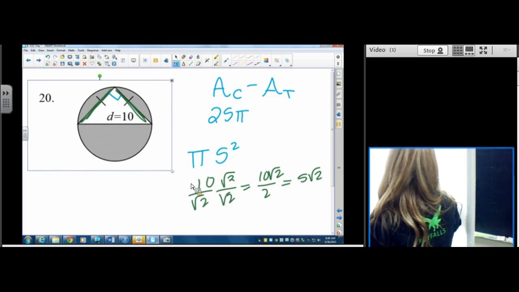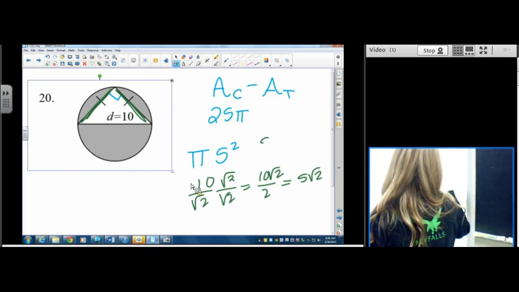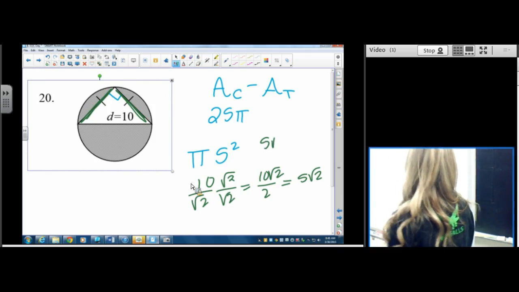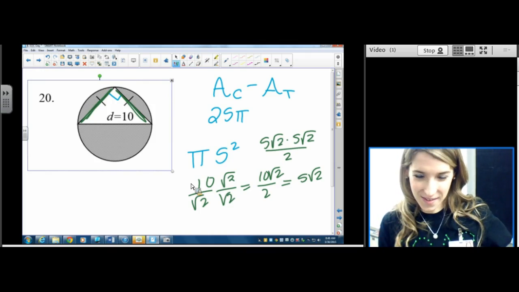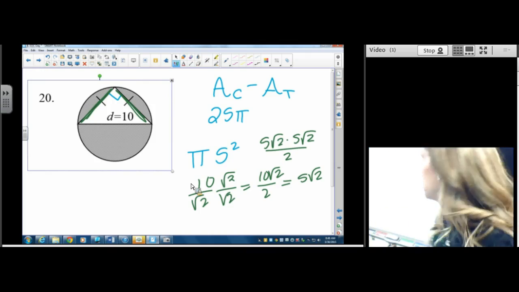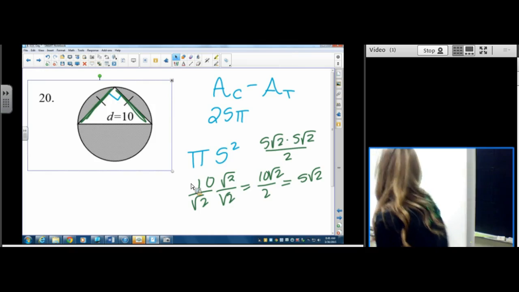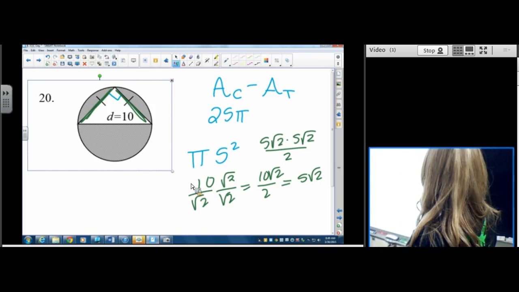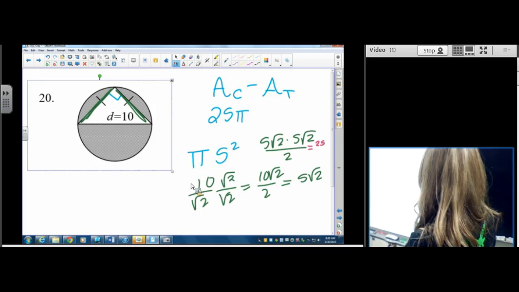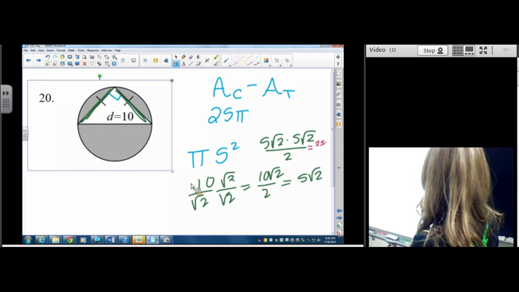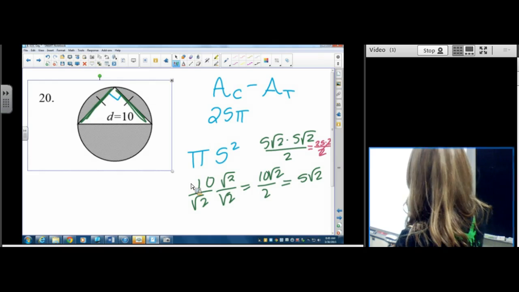So we're doing base times height divided by 2. 5 root 2 times 5 root 2 divided by 2. Okay, so let's do all this. Let me change colors. 5 times 5 is 25. Square root 2 times square root 2 is 2. Divide by 2. The 2's cancel.